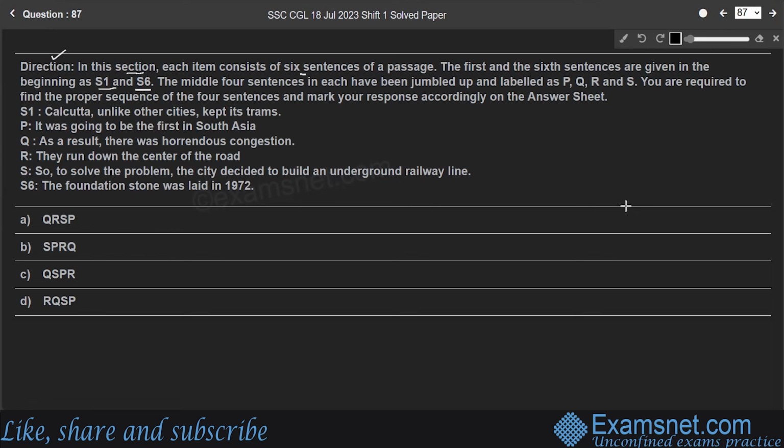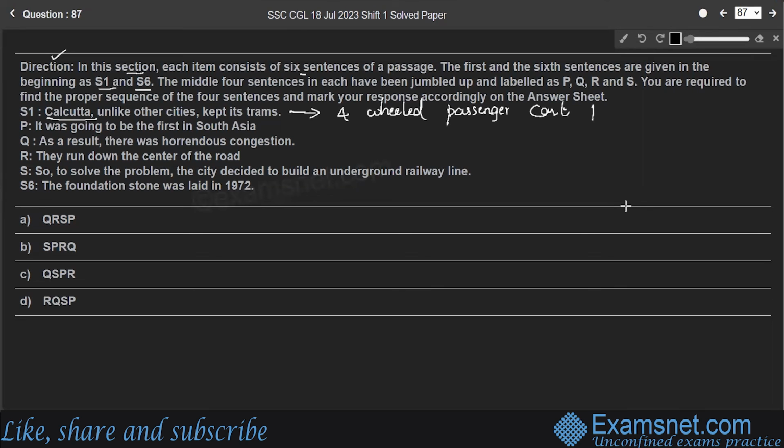You are required to find the proper sequence of the four sentences and mark your response accordingly on the answer sheet. Here, the first sentence S1 introduces the subject, which is Calcutta. Calcutta, unlike other cities, kept its trams. Trams means a four-wheeled passenger cart. It's called a tram. Calcutta, unlike other cities, kept its trams.